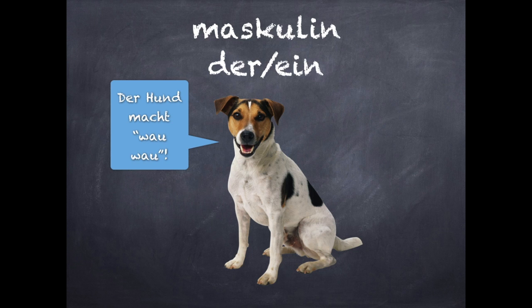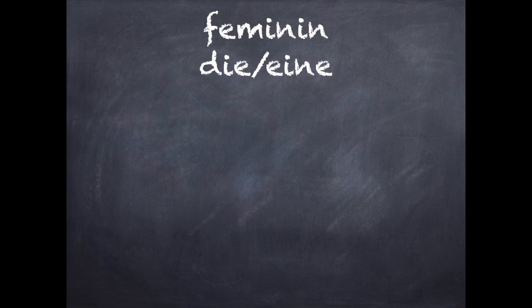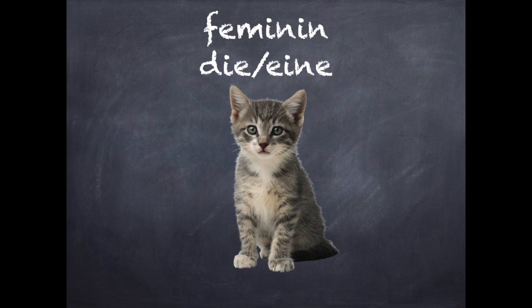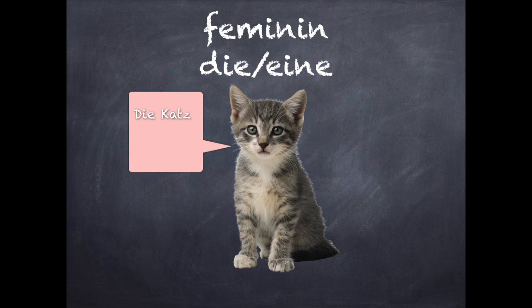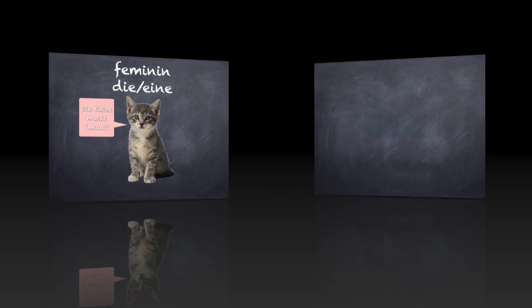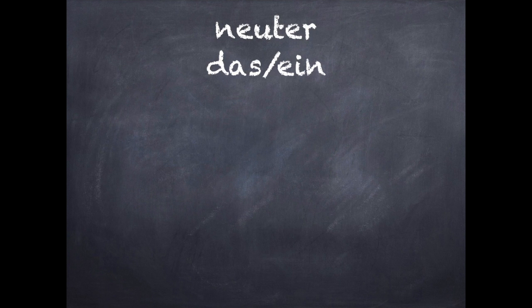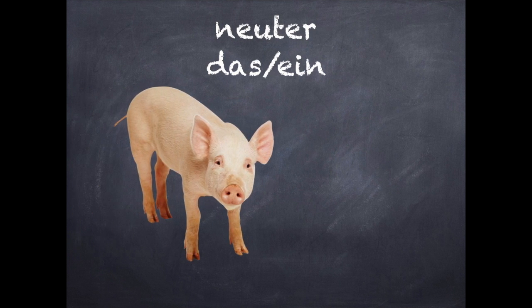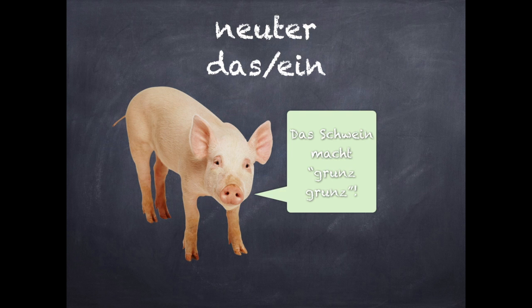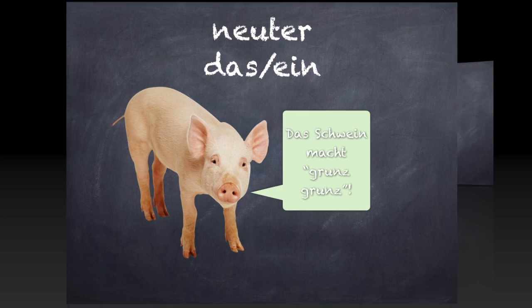Der Hund macht Wau Wau. Here an example in a clause. And for the feminine, we have die or eine, for example, die Katze or eine Katze. And then the example clause would be die Katze macht Miau. And with the neuter, we have das or ein, for example, das Schwein or ein Schwein. Und das Schwein macht Grunz Grunz.